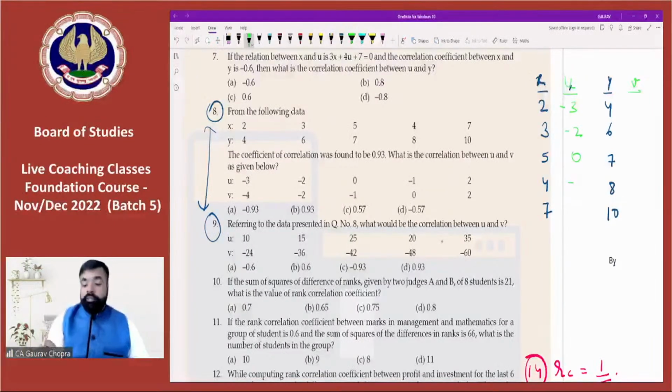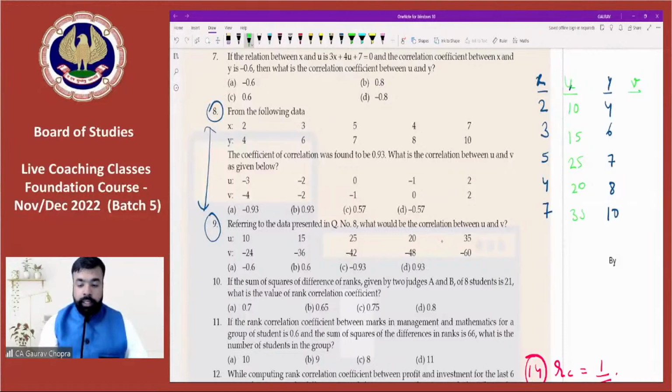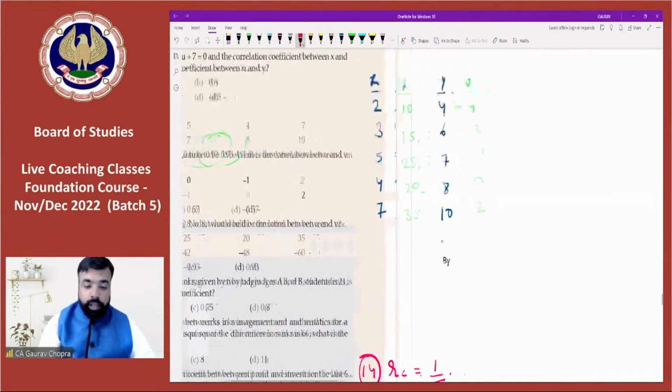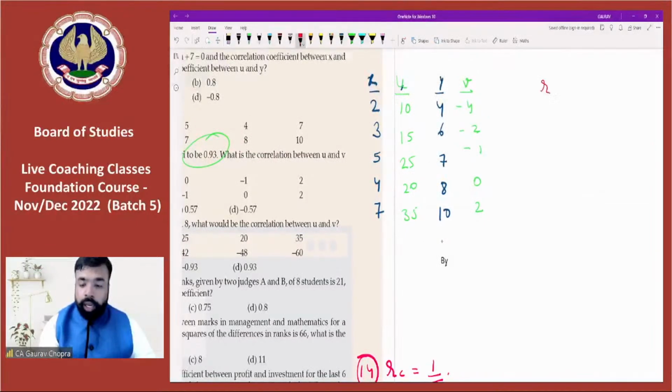Series U is -3, -2, 0. Okay, this is for 8. We have to solve 9. So let us write the values for the ninth question. U: 10, 15, 25, 20, and 35. This is the question. And for V: -4, -2, -1, 0, and then 2. Now, the correlation between X and Y is already given as 0.93. So R between X and Y is 0.93, and we have to calculate RUV.